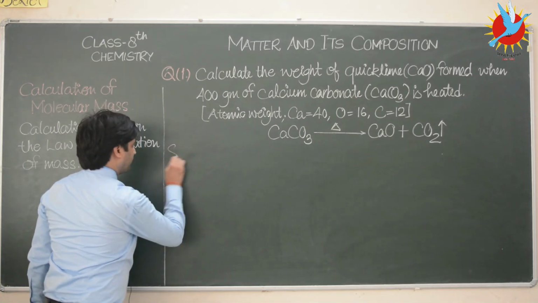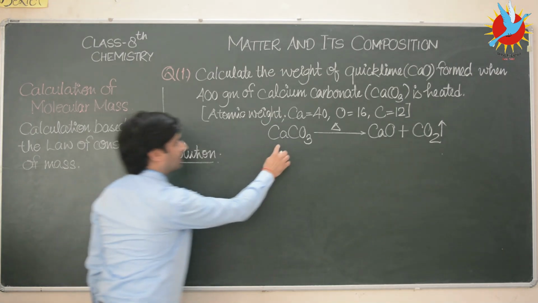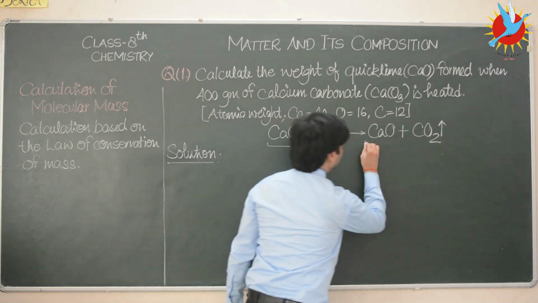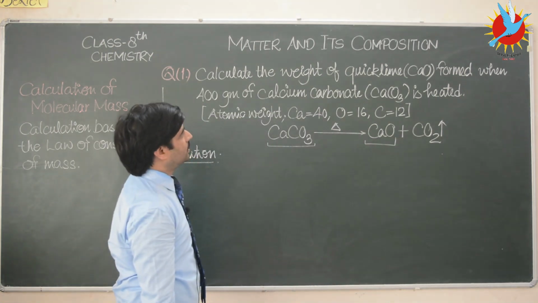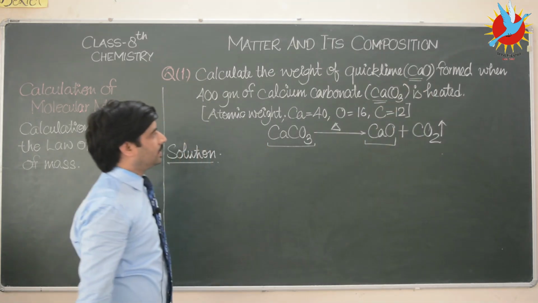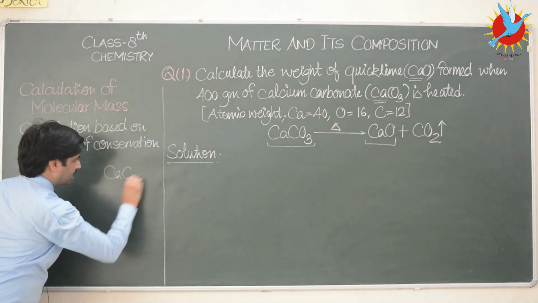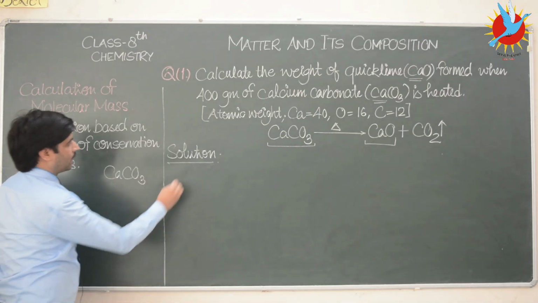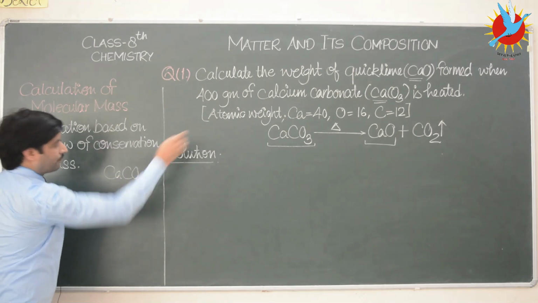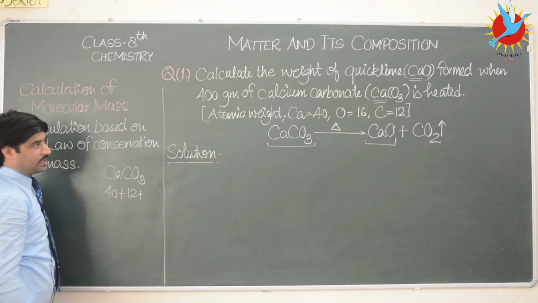So before starting the solution of this question, we have to calculate the molecular mass of calcium carbonate and calcium oxide, because only two things we are provided in the question. So calcium carbonate, CaCO3. Now we are going to calculate the molecular mass of calcium carbonate. Calcium 40 plus carbon 12, 3 oxygen we have.